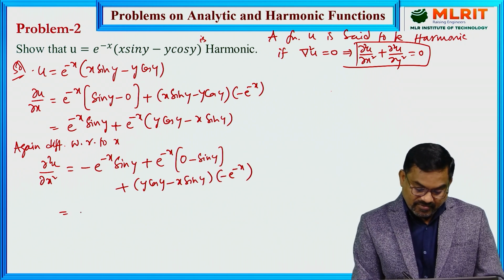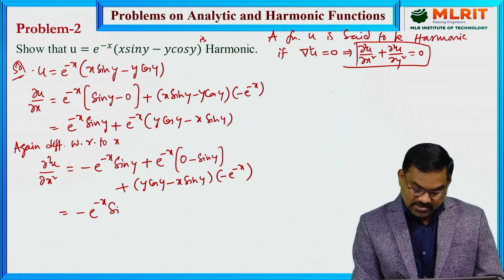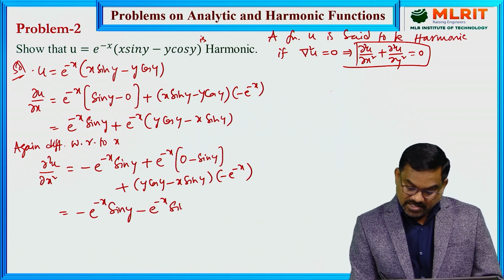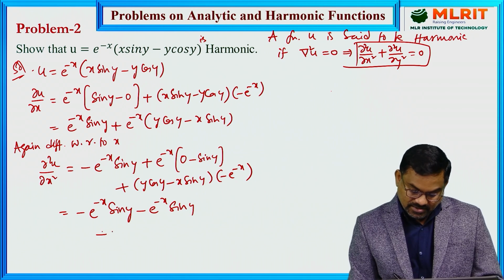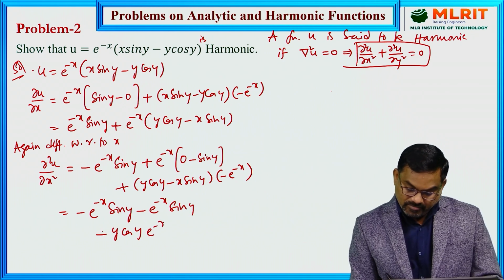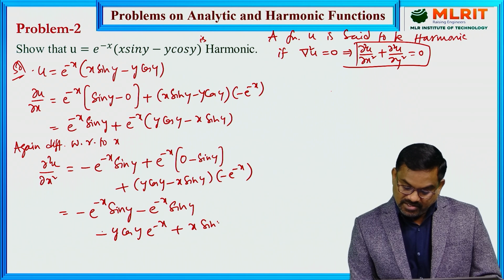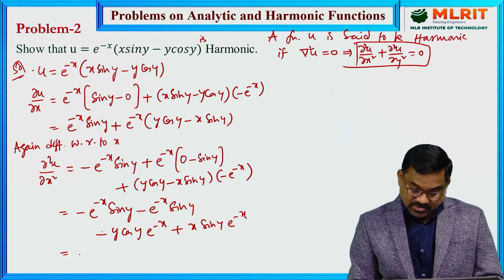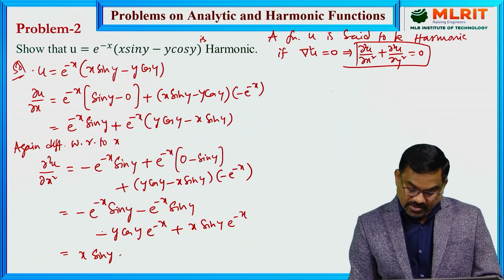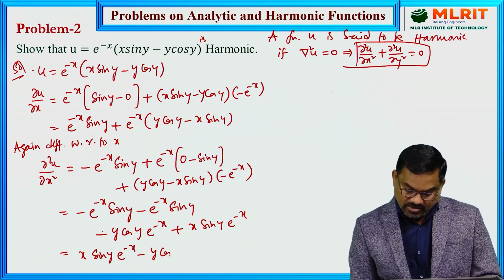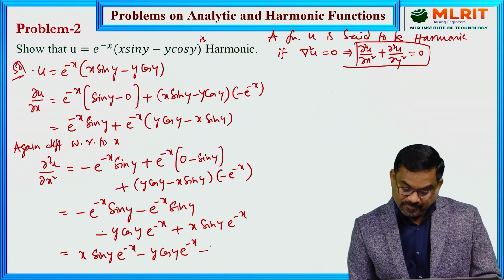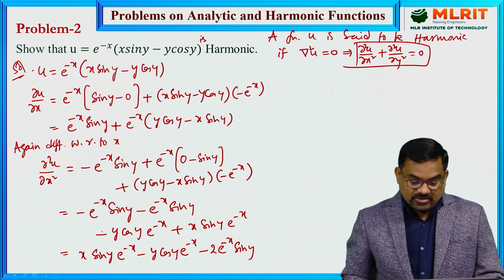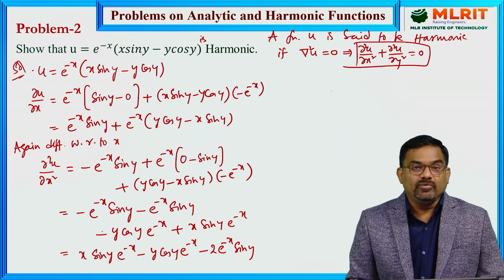Now, again simplifying this, minus e power minus x sin y. Here minus e power minus x sin y again, minus y cos y e power minus x plus x sin y e power minus x. So, finally, this is x sin y e power minus x minus y cos y e power minus x minus 2 e power minus x sin y. So, this is the second order derivative of u with respect to x.